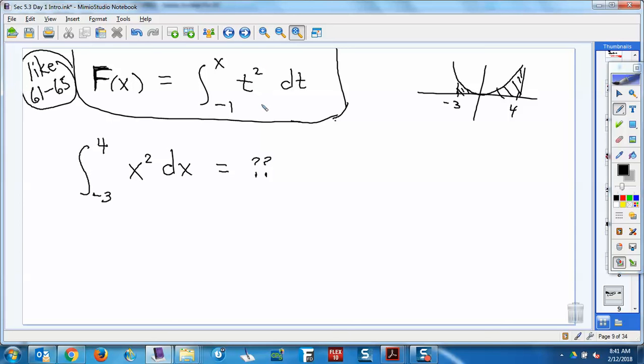And I'm defining big F to be that. And I'm looking for this. Okay? Well, it dawns on me that I've got that thing about splitting up areas. That the integral from -3, because this is my little f right in here, right? This is little f of t.